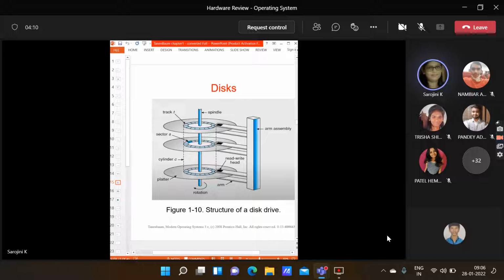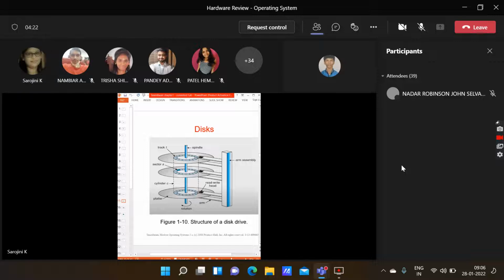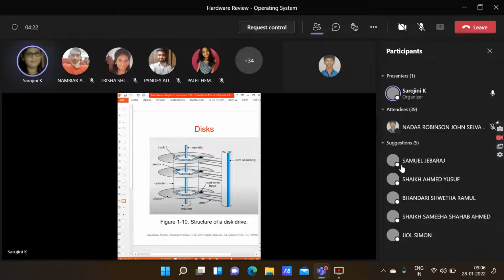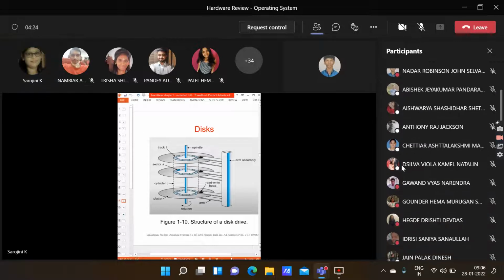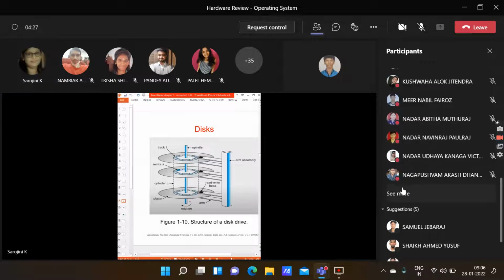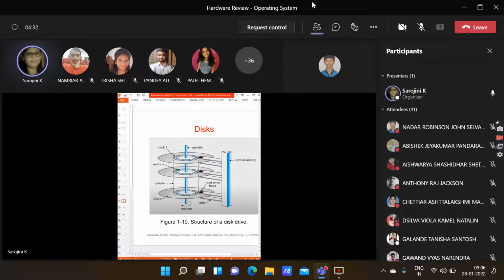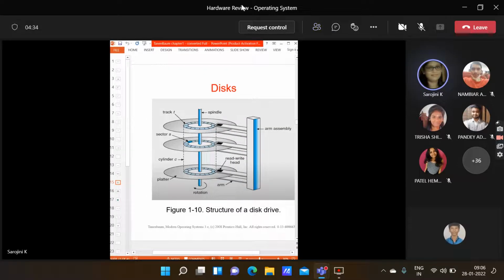And then in the hierarchy, we have another memory which is called hard disk, also called a magnetic disk. We will usually call this HDD, hard disk drive. So this hard disk drive is a magnetic device, but it is a mechanical device.